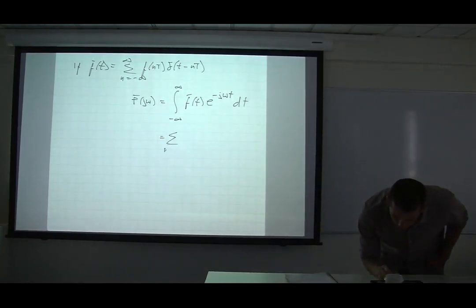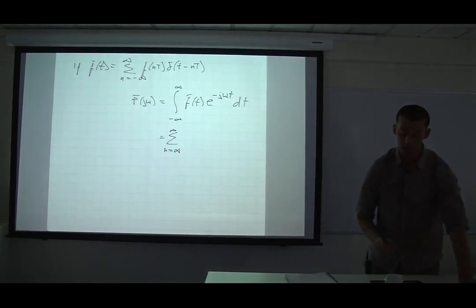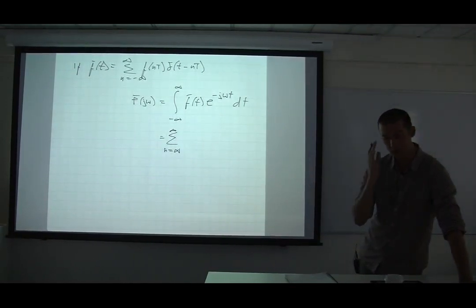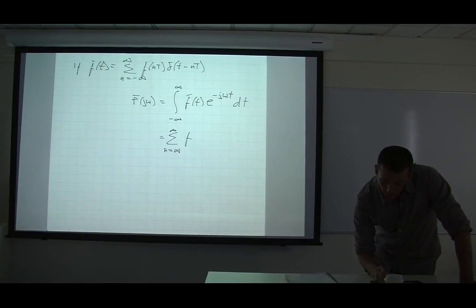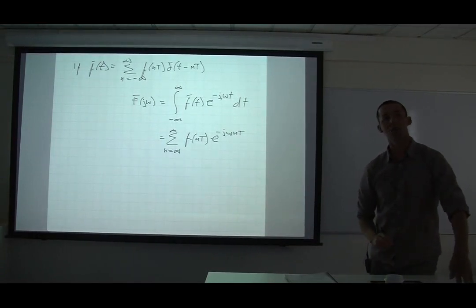So I get a sum. I'll just evaluate the function where it takes on values. Remember, an integral is a summation over a continuous amount of variables, but now we only have discrete points in time to worry about. So we will get f of nT e to the minus j omega nT. Where did the delta functions go?